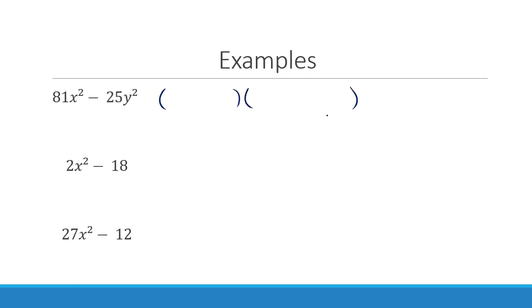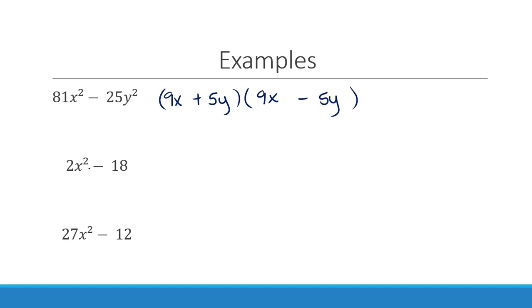Difference of squares, I always just draw my parentheses. I know one of them's positive and one of them's negative. Doesn't matter which one's which. What times itself gives you 81x squared? Well, 9x times 9x gives you 81x squared. What times itself gives you 25y squared? 5y times 5y. So if you wanted to check your answer, multiply it back out. 9x plus 5y, 9x minus 5y, multiply those together would give you a difference of squares.